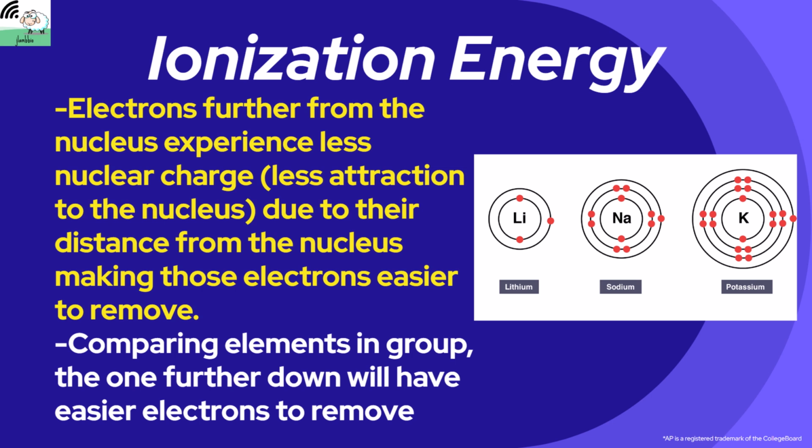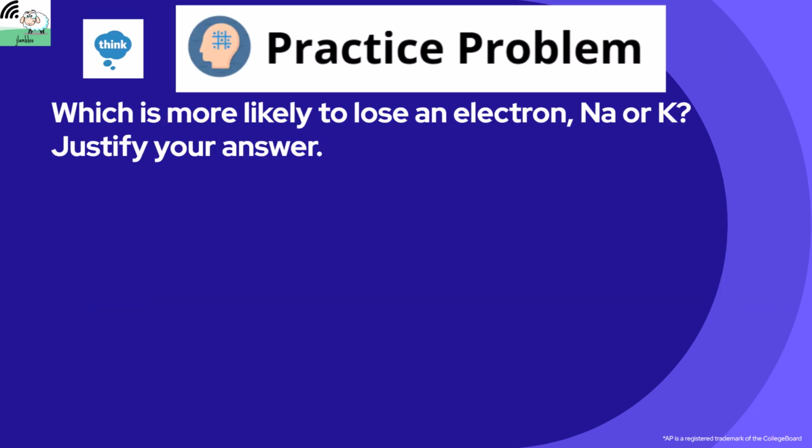So as that outermost electron shell, the valence electrons, become further away from the nucleus, it becomes much easier to remove those electrons. So I have a practice problem here I'd like you to take a minute and think about.